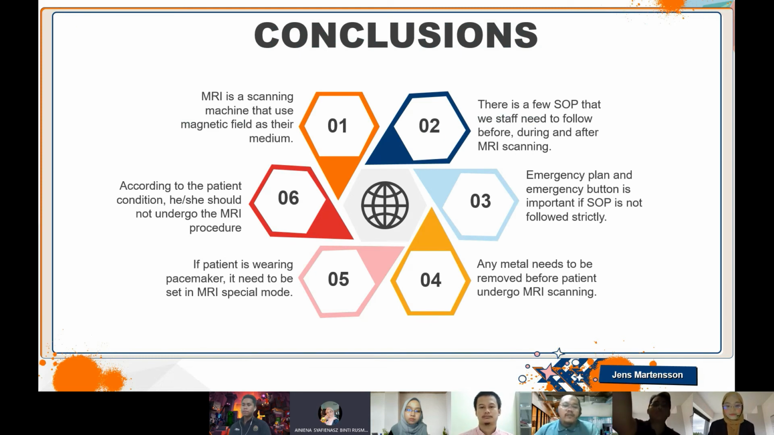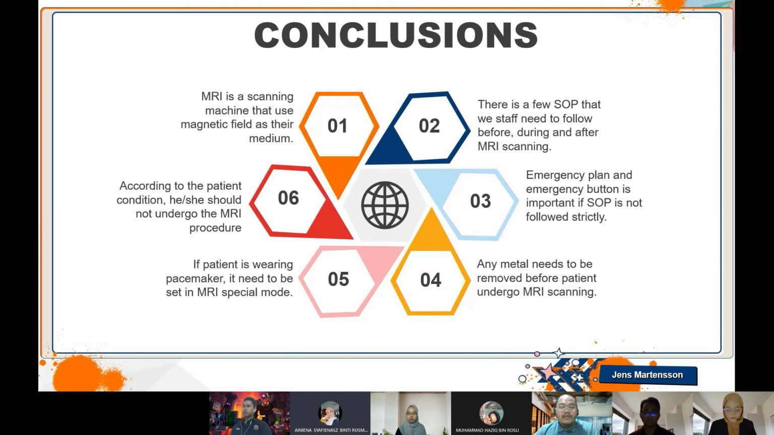So for this part, I will explain the conclusion that can be made based on the case study of our PBL, which is problem-based learning. There are 6 points here, as you can see. The first one is MRI is a scanning machine that uses a magnetic field as its medium. The second point is there are a few SOPs that the staff need to follow before, during, and after the MRI scanning. So the emergency plan and emergency button are important if the SOP is not followed strictly.